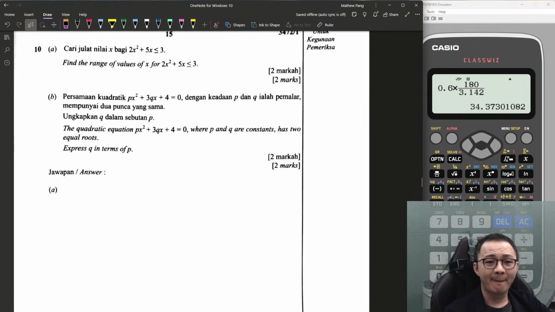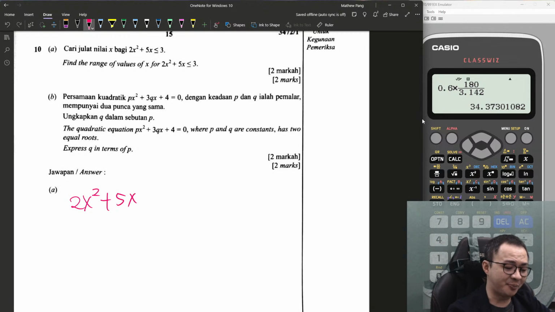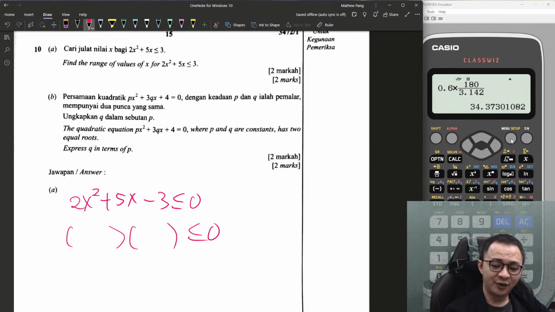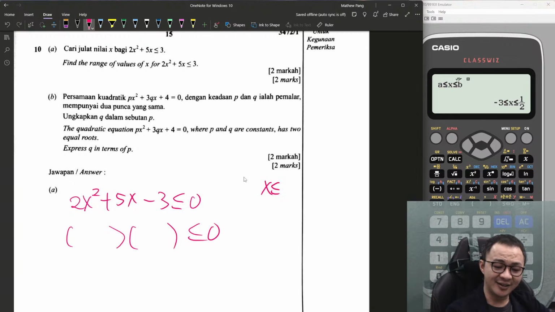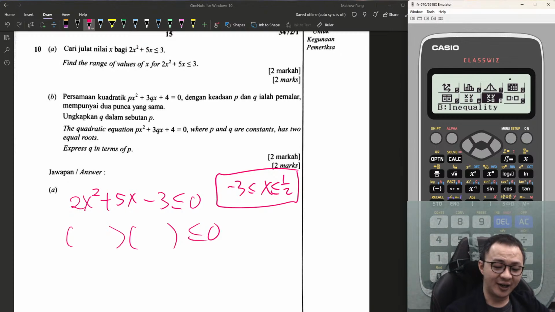Okay, number 10. Find range, a bonus mark also. So 2x squared plus 5x minus 3 must be less than or equal to 0. Then only you can do the factor, right? This one you can use a calculator. Go to the calculator, look for inequality, enter polynomial power 2, look for your pattern. Your pattern is number 4, so I press 4 here. This is 2, this is 5, this is -3. Later this is your final answer, but this is for checking, don't copy the answer, okay?